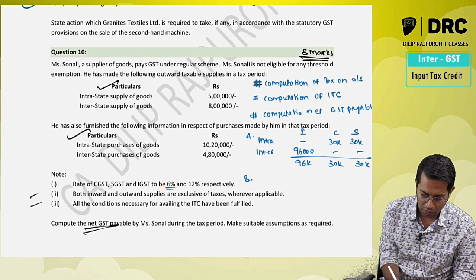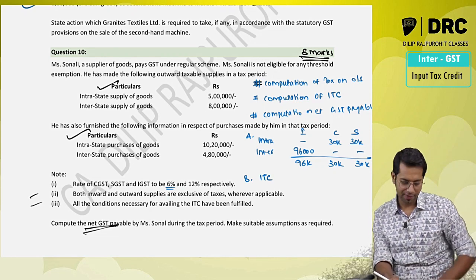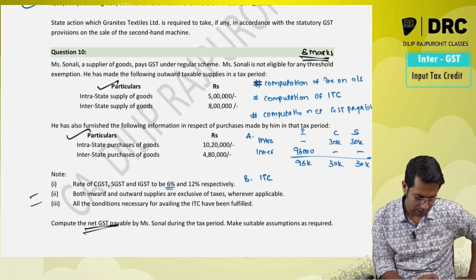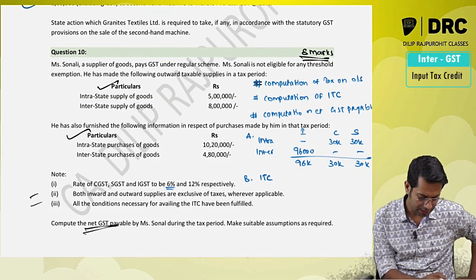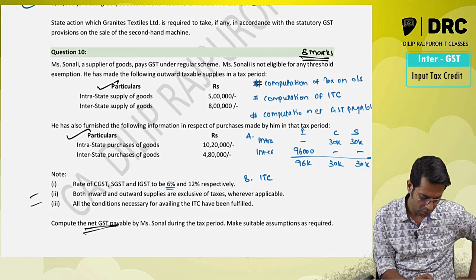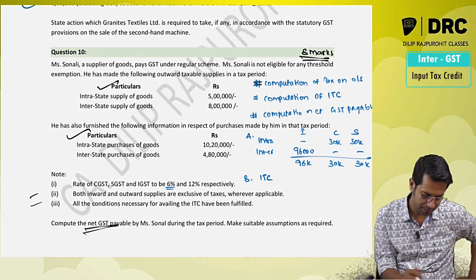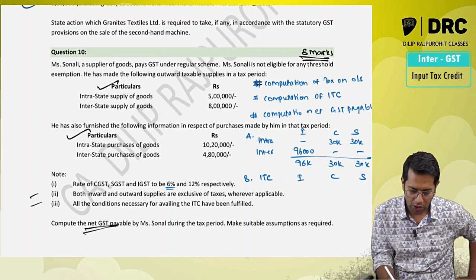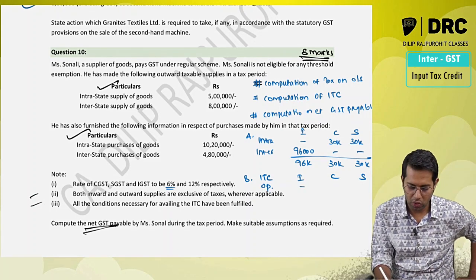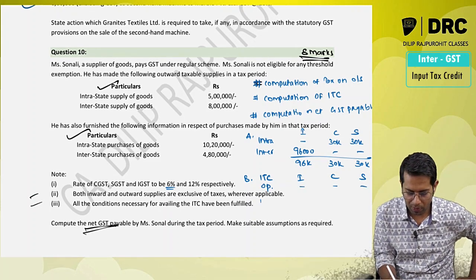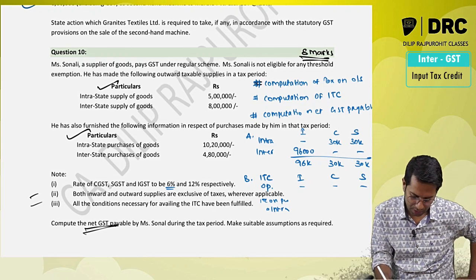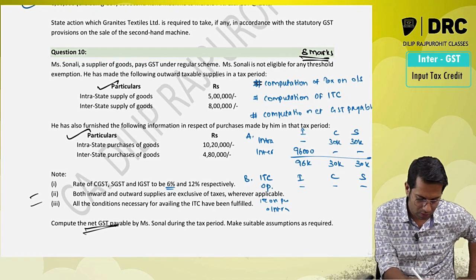Then I have to calculate my total input tax credit available. So I have purchases of 10 lakh 12,000, which is intrastate purchase, into 6%. So in purchase also IGST, CGST, SGST. If you have any opening ITC, you write that opening ITC. I don't have any opening ITC. Then ITC on purchases. First is intrastate supply, which is 61,200.